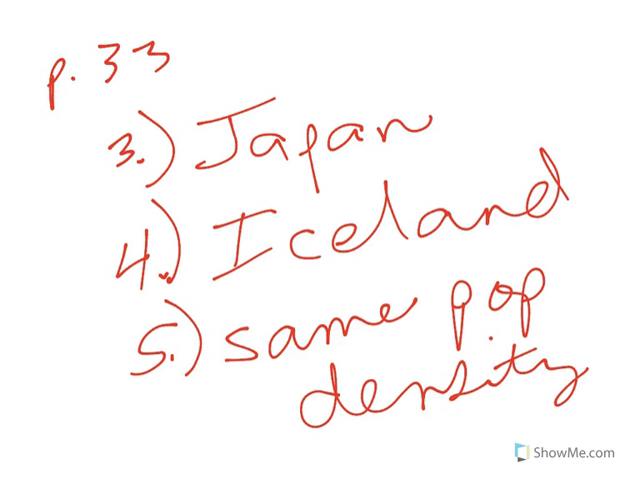Answer the rest of these questions. Go ahead and answer 3, 4, and 5 here on page 33. Who has the largest number of people per square mile? Japan. Number 4, the smallest, Iceland, right? Too cold. Nobody wants to live there. And for 2 countries to be proportional in terms of their population and area of land, it means they have to have the same population density. It's not going to be likely that we find a country with the exact same number of people or with the exact same square area of land. But if they have the same population density, then it works.